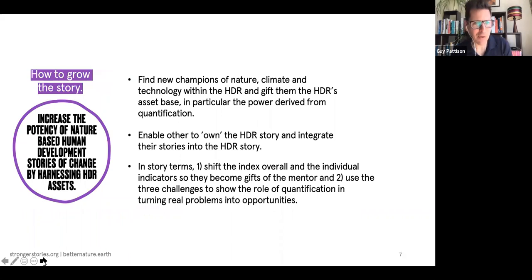And finally, how to grow the story. Well, there are some immediate opportunities now and in the next 12 months.